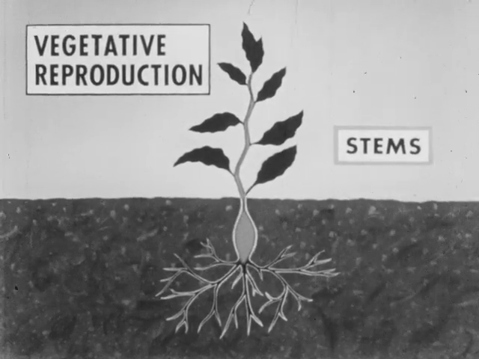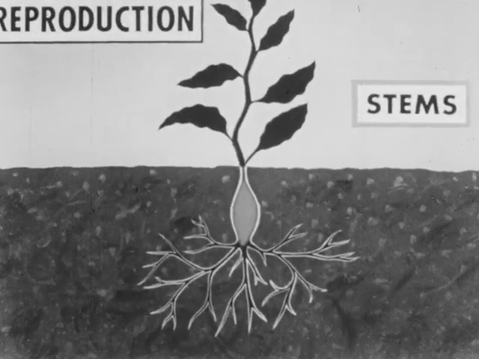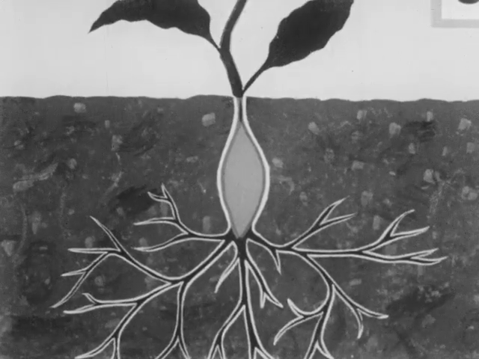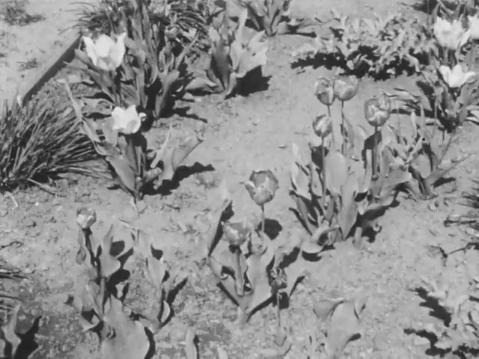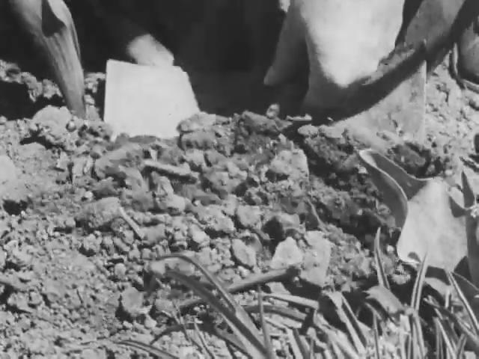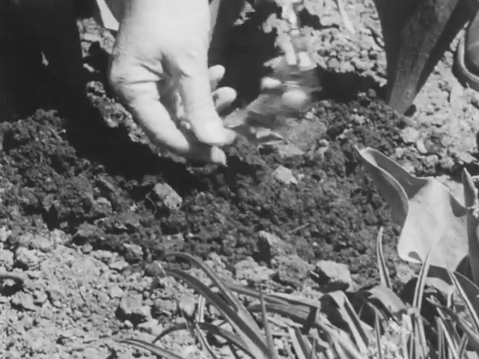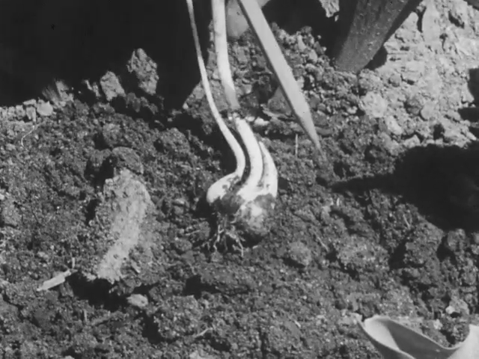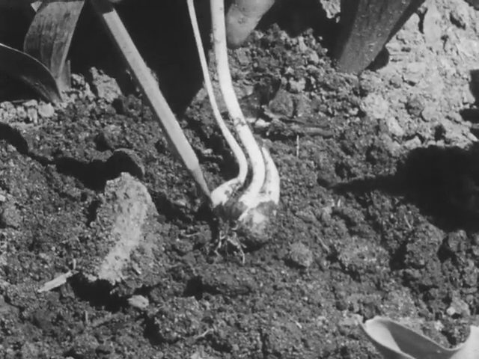While most of a plant's stem is above the ground, part of the stem is underground. Some new plants can be grown from the underground parts of stems. We know that tulips grow from bulbs. If we dig up a tulip, we can find the bulb from which the tulip grew. Growing from this bulb are smaller bulbs, each of which can grow into a new tulip. A bulb is really a special kind of underground stem.